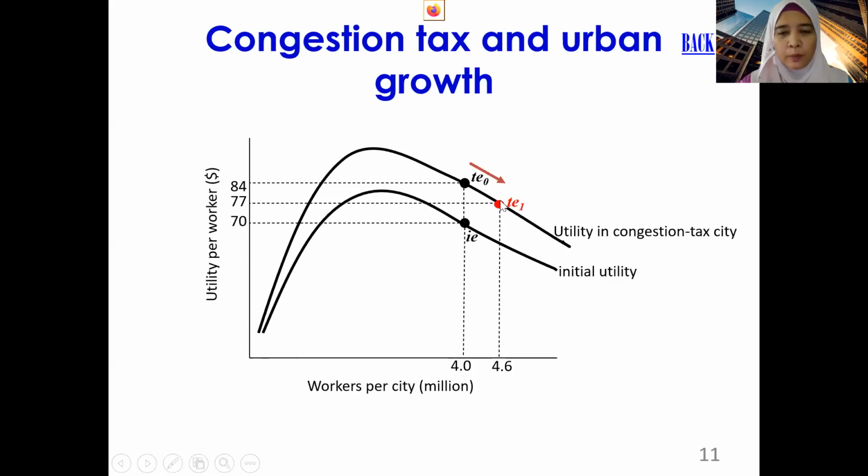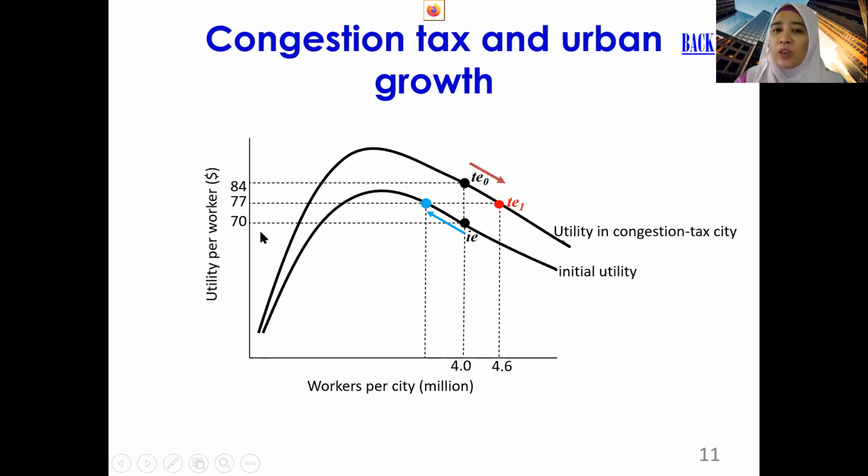Okay, I hope you are with me with the explanation. We are interested to know what happens to the original city. The number of workers in that city will contract. The city size will shrink, because just now we said that people move to the new city due to the higher utility enjoyed. As people leave the city, the new utility is the same as the city that introduced the congestion tax, which is 77.